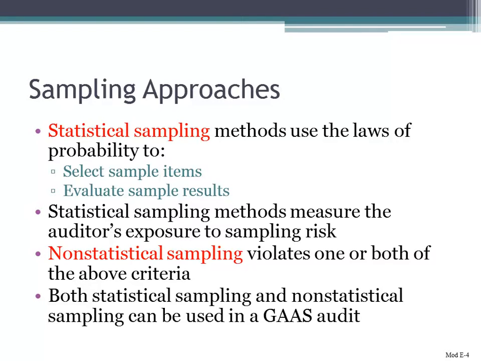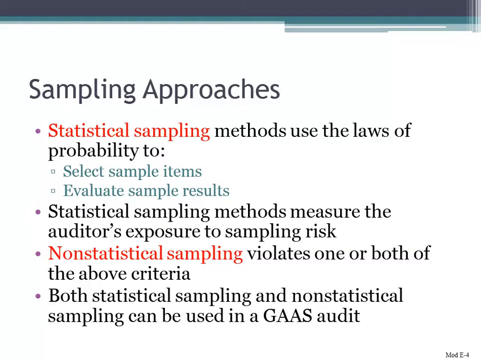Statistical sampling methods measure the auditor's exposure to sampling risk, right? So the more refined you can get your sample selection by using statistical methods, that reduces your risk. You have more control over your audit risk in a sense. Non-statistical sampling violates one or both of the above criteria, right? Because non-statistical sampling is kind of haphazard. Statistical methods are based on mathematical methods, right? So you don't know if you've actually addressed your audit risk.